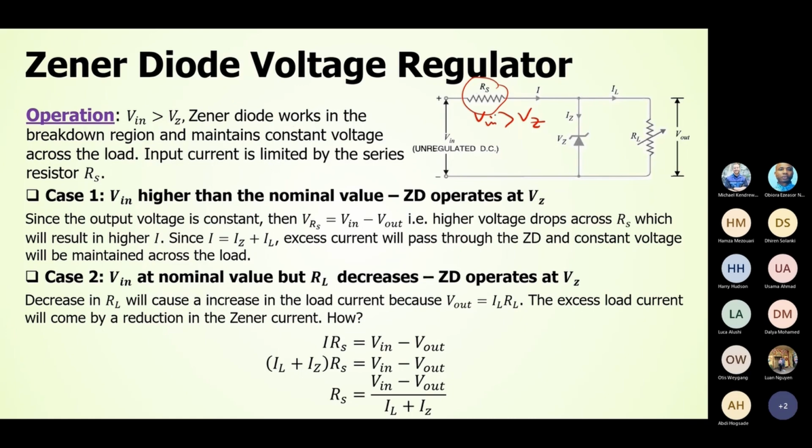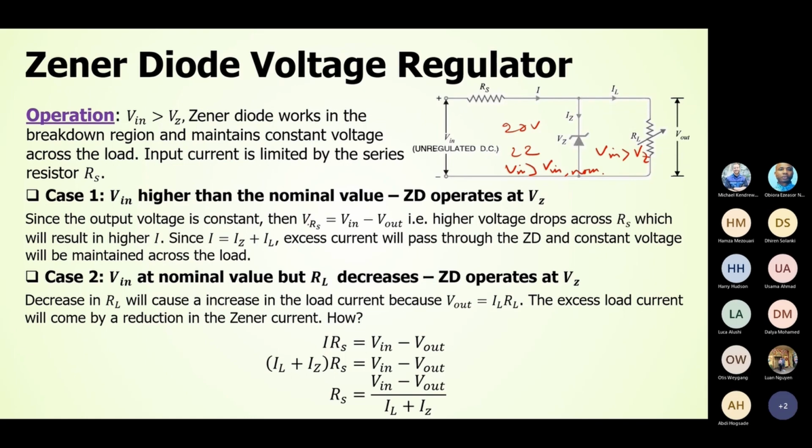So we can consider case 1. In case 1, our input voltage is higher than the nominal value. Let's say our nominal value is 20 volts. Now suddenly my input voltage becomes 22 volts. So V in is actually greater than V in nominal. Since the output voltage is constant, what is happening? Since V in is greater than Vz, the Zener diode voltage will be constant.